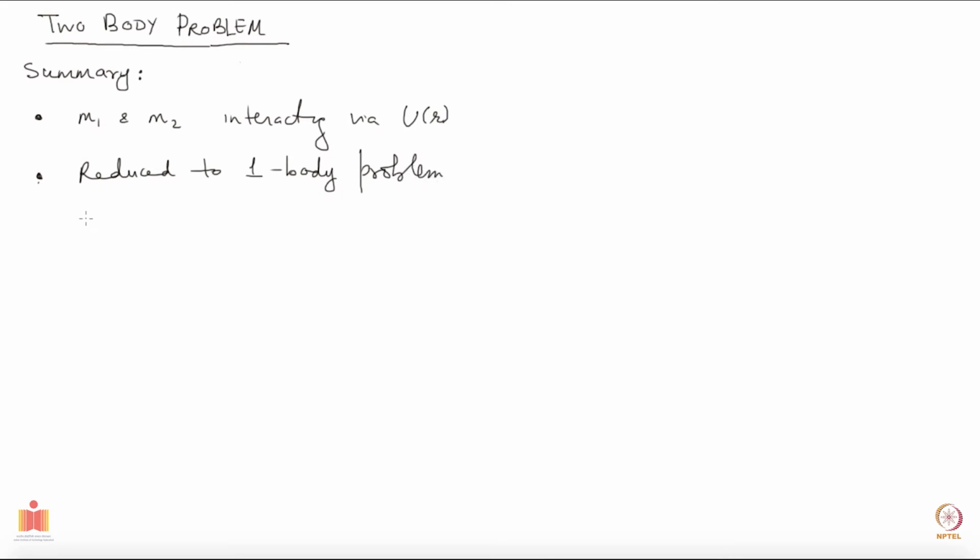We wrote down the Lagrangian as L equals half mu, where mu is the reduced mass of the system, r vector dot square, minus u, the potential energy which you had originally in the problem.